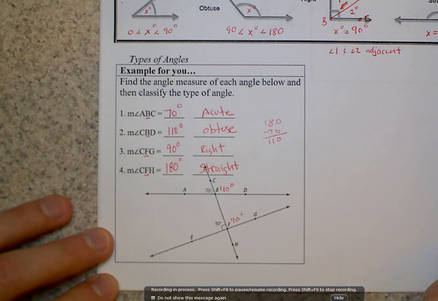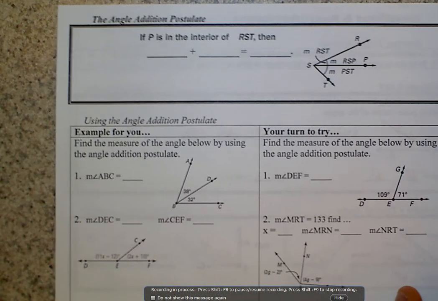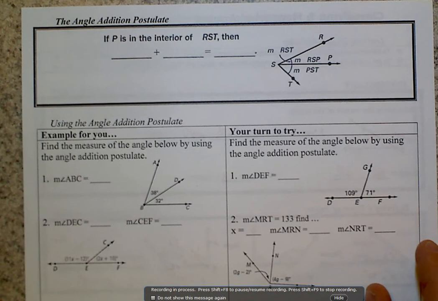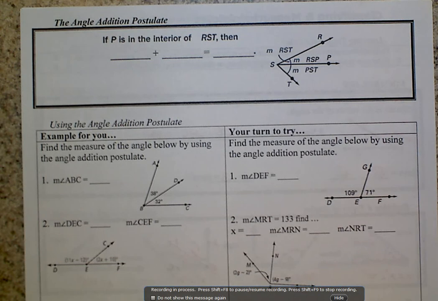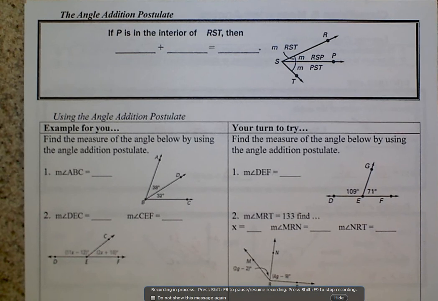We're going to flip it over to the back side of notes here and talk more specifically about the angle addition postulate. And to be honest with you, we've already done a little bit of it already in the problems that we just did. So the angle addition postulate, just like the segment addition postulate, is basically when you add two adjacent angles together, you can get the entire angle.